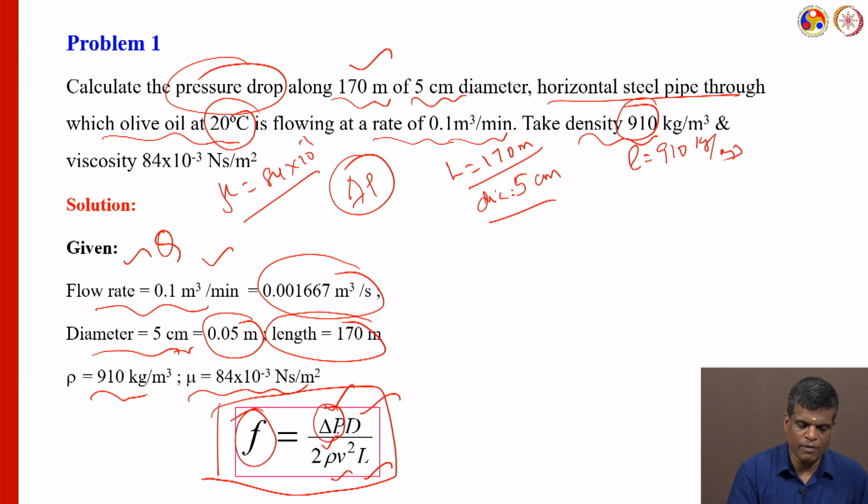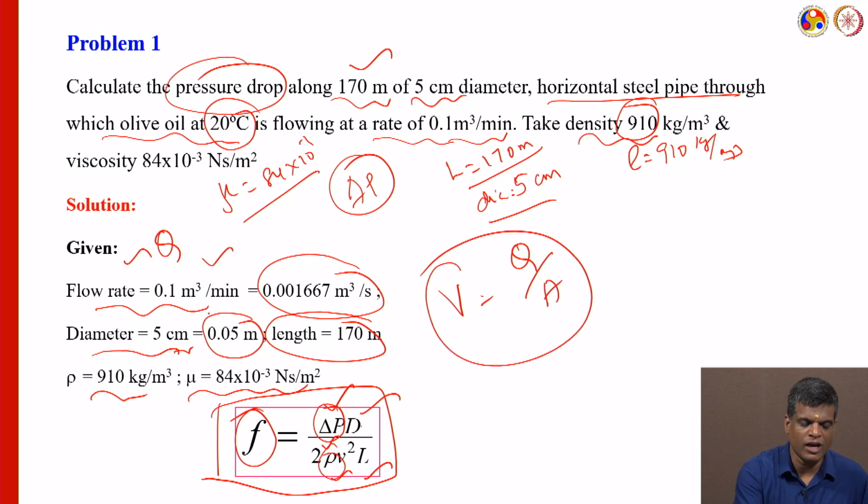Okay. So, delta P, all other values we know. Diameter is already there. Of course, density is there, but velocity we have to calculate. Velocity we can calculate from Q by A. The Q, the volumetric flow rate, is already there; divided by the cross-sectional area, we will get the velocity. Once we calculate that, from there we have to calculate F, then we have to calculate the pressure drop.